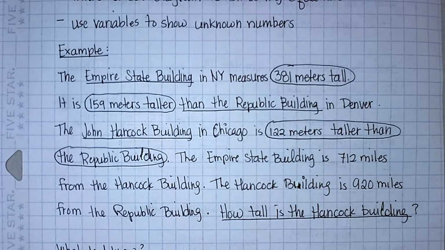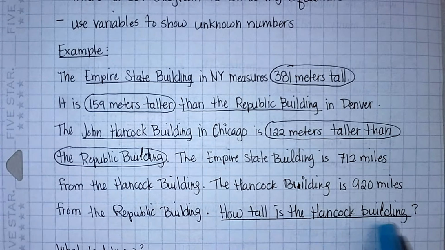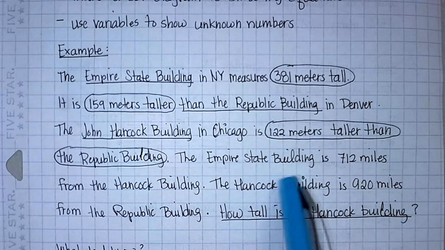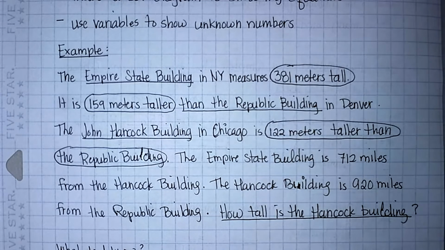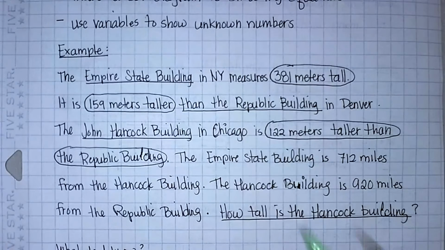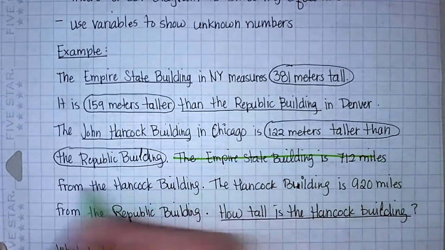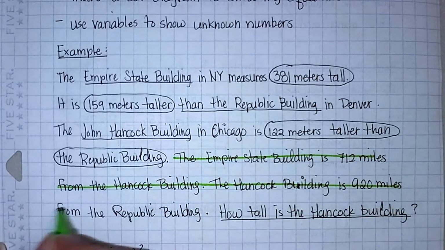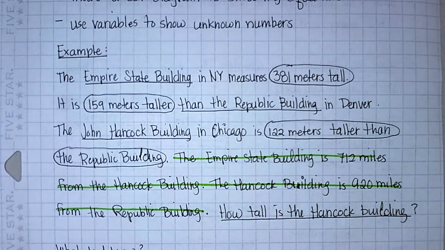Okay, so we have a lot of information in this question, but we also have information here that is not necessary, things that are not important. So if the question we're being asked is how tall is the Hancock Building, it doesn't matter to us how far apart these buildings are, because all of that is actually extra information. So if you're going through it in your books, you can simply cross out the extra information because you don't need it. It has nothing to do with the question that you're being asked.